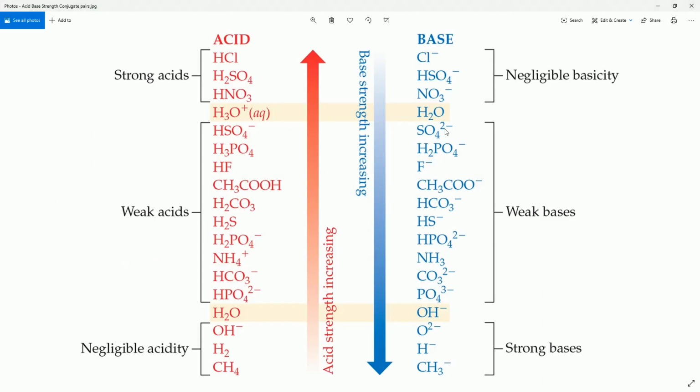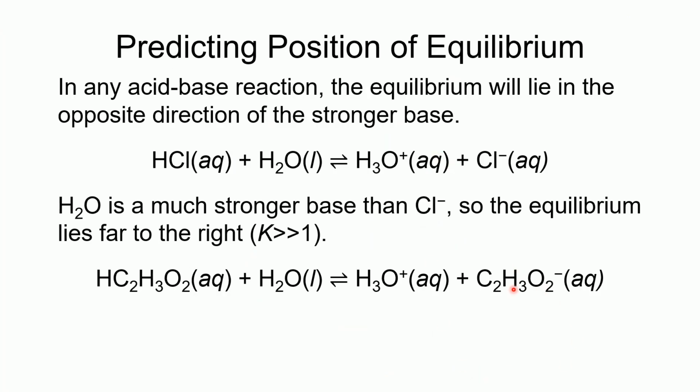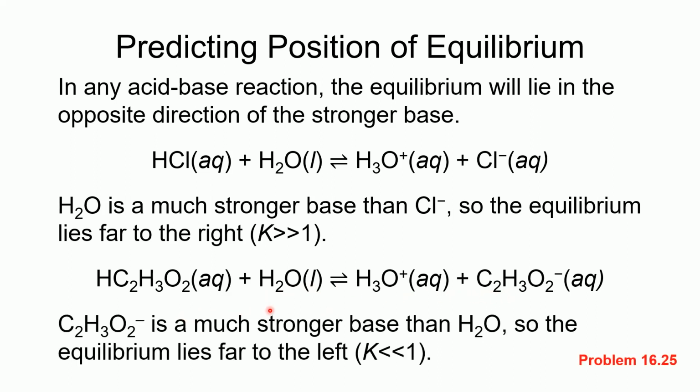We're going to go back to this list. Here's water, and here is acetate. Acetate is written in a slightly different way here, as CH3COO minus instead of C2H3O2. But you'll see that acetate is further down the list, meaning that acetate is a stronger base. So since acetate is a stronger base than water, the equilibrium will lie far to the left. So we will find that we have an equilibrium constant much less than 1.